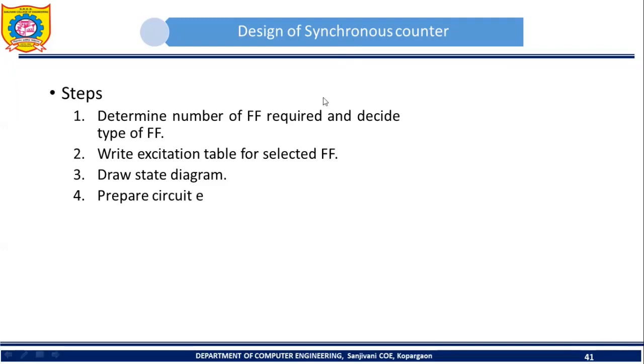Then next is to prepare the circuit excitation table. What is this circuit excitation table that we are going to see? Already you are familiar with the excitation table. What does an excitation table contain? The first column is the present state, then the next column is the next state, and after that the inputs. We are going to prepare a similar type of excitation table in step number 4.